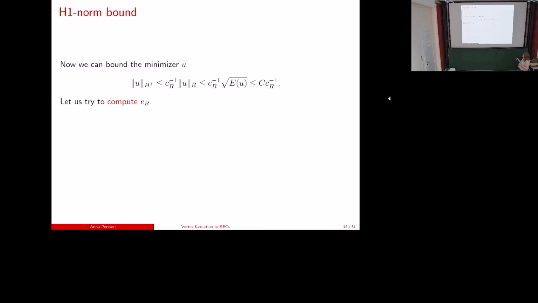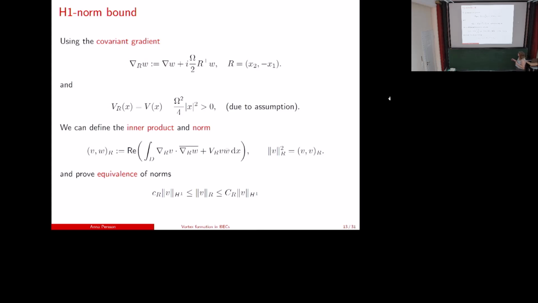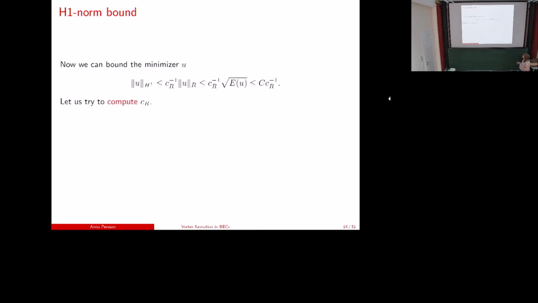So it seems that this constant that comes from the equivalence of the norms can give us some information about what happens with the H1 norm of U. So we'll try to compute it. One might ask, why don't we just do it by hand? This we have tried in terms of the epsilon, in the assumption that we had, but it turns out to not be sharp. So what we want to do instead is to get this CR by solving the eigenvalue problem.